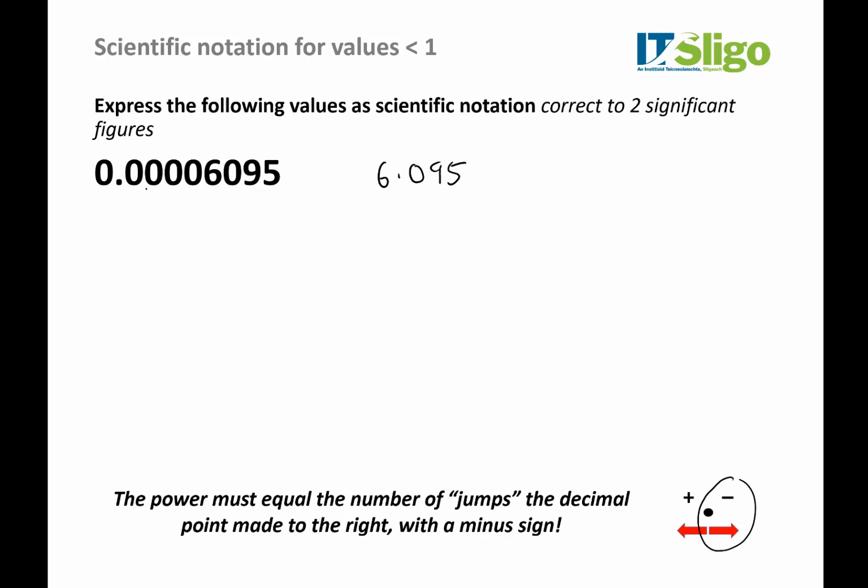6.095. I hope you're okay with that. And now the decimal point hopped 3 places and then 2. So that's 10 to, now it's hopped 5 places, but because it's hopped to the right, we write a minus 5. And that's our answer there. Finally then to 2 significant figures. There's my 2 significant figures. I look over, I have to round up. So it'll be 6.1 by 10 to the power of minus 5.